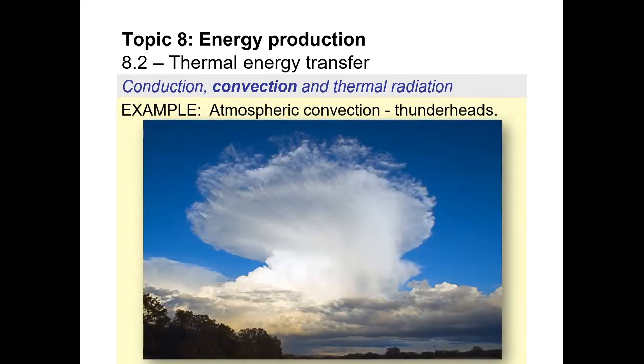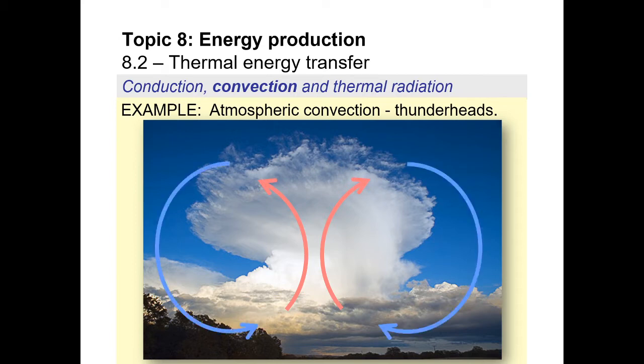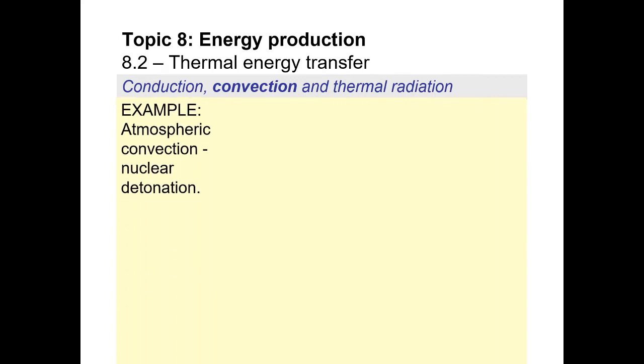Atmospheric convection again, thunderheads. So a thunderhead is just a large cloud. So how do we get convection like this? Well, when you have water droplets become heavy enough, you get rain. And that is just a really simple and yet complex version of convection. Let's look at a more recent example.